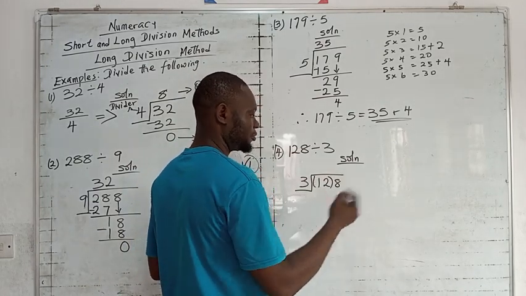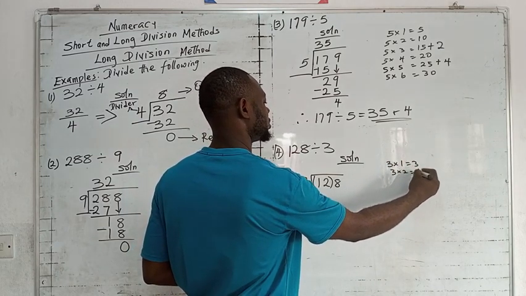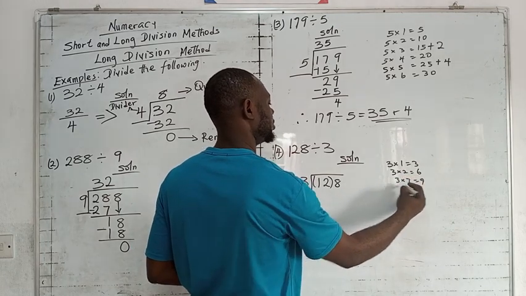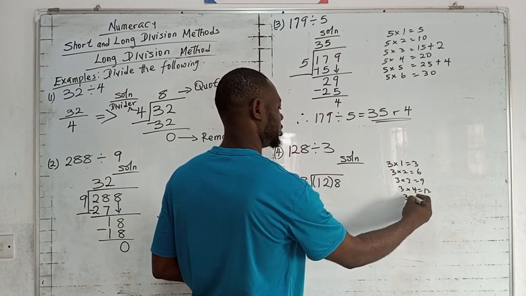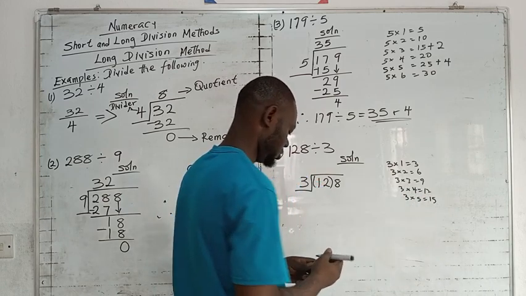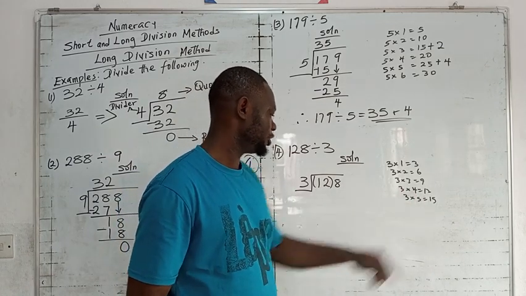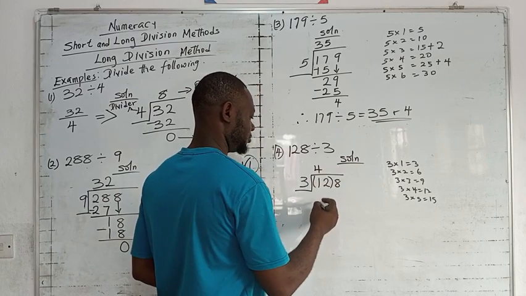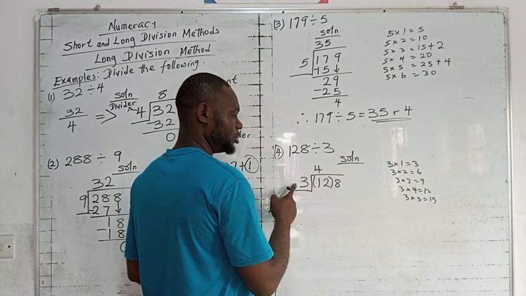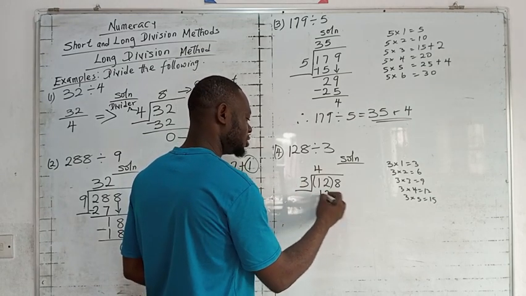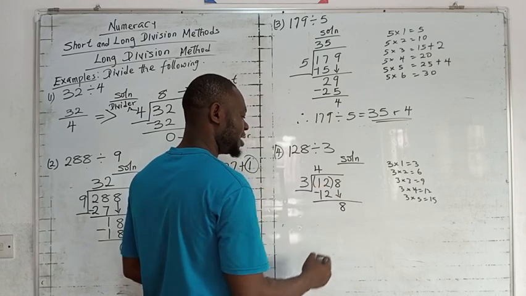3 divide 12. You can still use 3 times 1, 3. 3 times 2, 6. 3 times 3, 9. 3 times 4, 12. 3 times 5, 15. 3 divided 12 is what? 4. Because 3 times 4 is 12. So here I have 4. Any remainder? No remainder. 4 times 3 is what? 12. Remember, we write it under the number we divided. We bring down 8. 12 minus 12, 0.